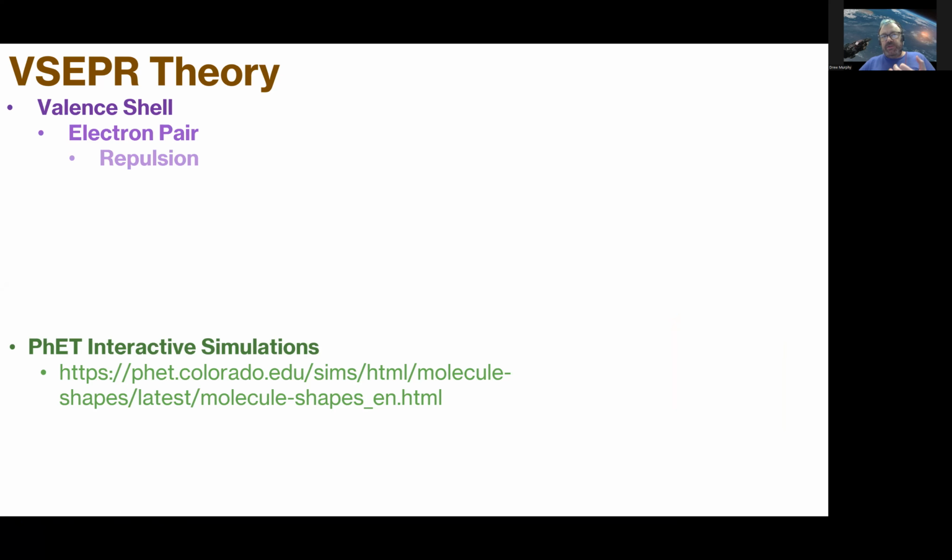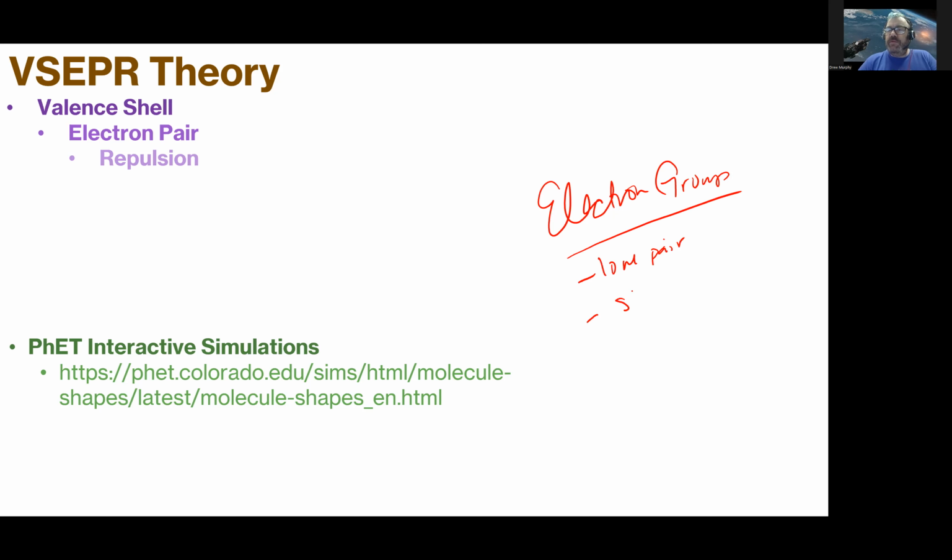Remember, you have to have a good Lewis structure when we do this, and we're going to be counting electron groups. So I want to refresh ourselves here about electron groups. Again, right? Electron group: lone pair, single bond, double bond, triple bond. Each one of those is one electron group, okay?